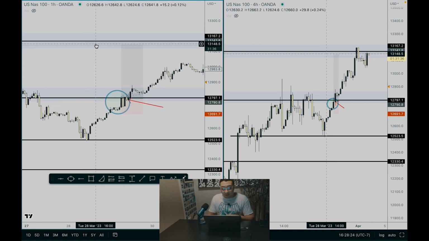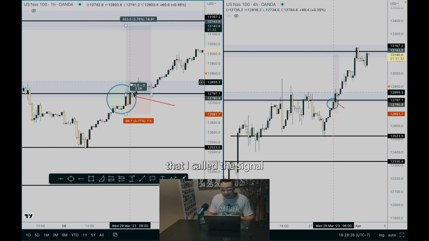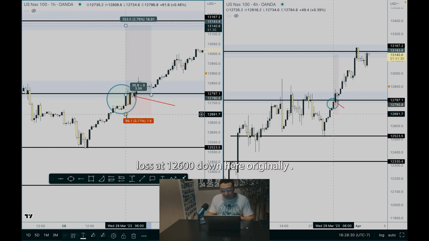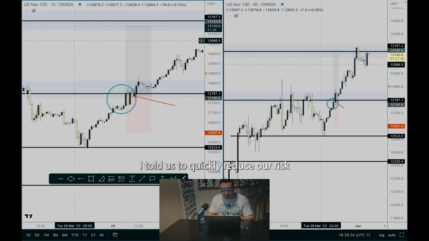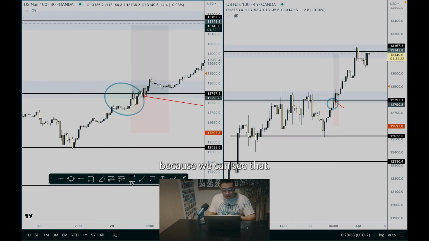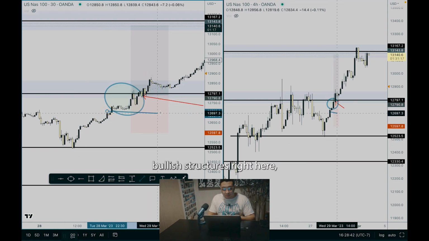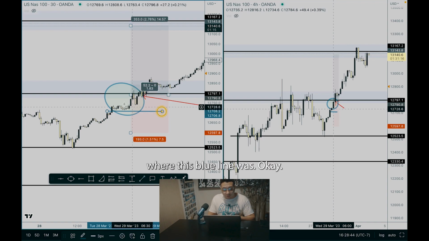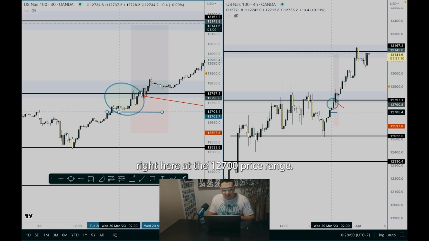Now, if you want to go ahead and look at that, you can clearly see that I called the signal and had the stop loss at 12600 down here originally. Okay, I told us to quickly reduce our risk because, based on the lower time frame, the 1-hour time frame, the bullish trend point of structure is right here. The higher low point was where this blue line was, okay? You can clearly see there's a higher low point right here at the 12700 price range.